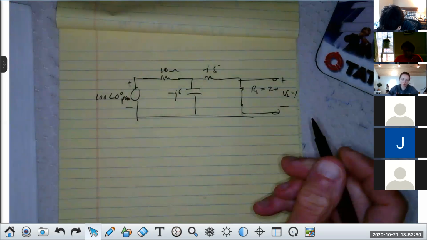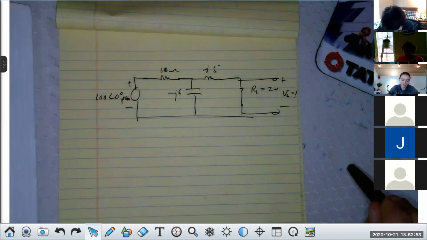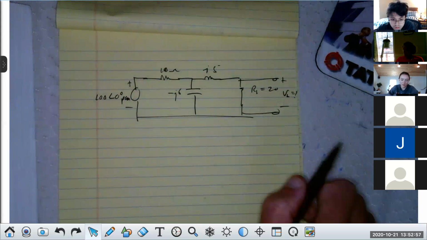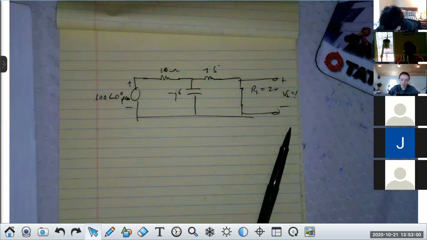All right, using Thevenin's theorem. Got me on that? I'm going to give you a second to write it down. Make sure you can see this and you're, oh gosh, I'm over.